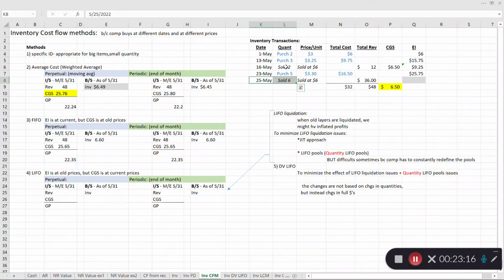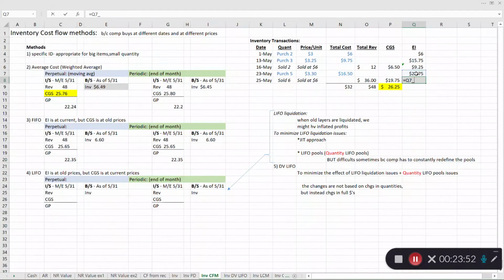Recall that when I sold 2, I took out 2 out of here, right? So I still have 1 left over at 325. That's what I'm going to use over here. So my cost of goods sold is going to be 5 at 330 plus 1 at 325. Okay? And that's 1975.